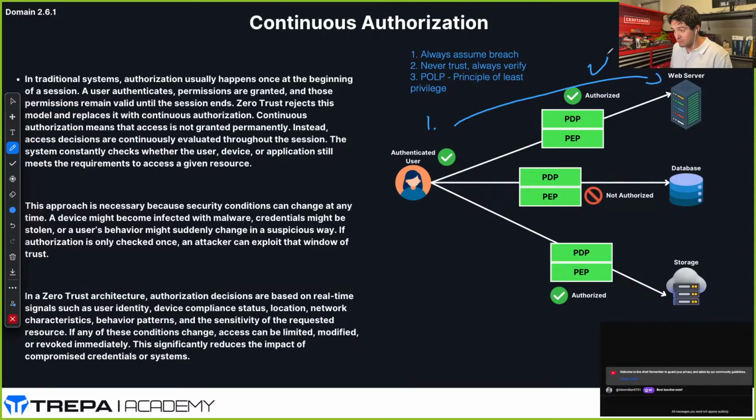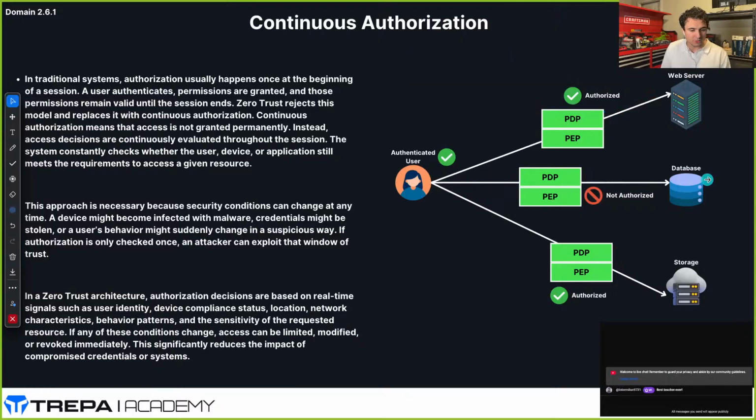I get the permissions set on my account. And then I start another session. Should I go through this again? Yes, I should in zero trust. I need to be reauthorized again for that second session. That's essentially what we're talking about here, continuous authorization. That's fine. We can just clear all the drawings here.